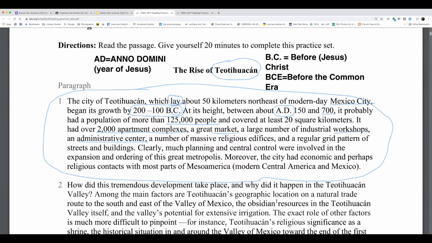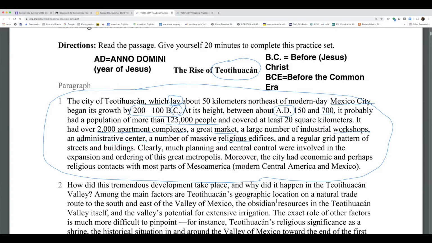Okay. I see religious edifices. Now maybe we don't know the word edifice, but what does that word religious mean? What I believe. Yeah. Okay, so Sunny, what do you think? Is this like a church maybe? I think it's church. Okay, so maybe they had churches back then.